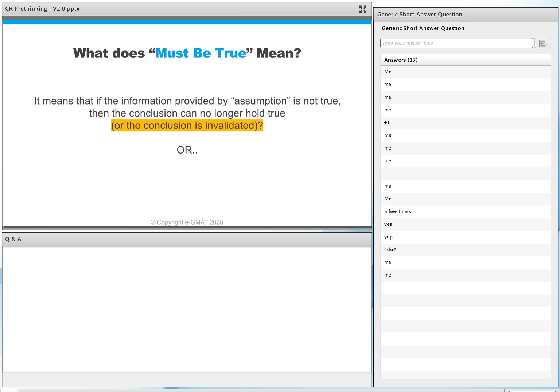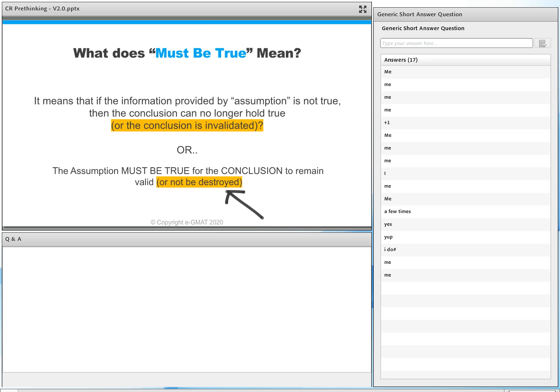So what does must be true mean? It means that if the information provided by the assumption is not true, then the conclusion can no longer hold true, or in other words, the assumption needs to be there for the conclusion to remain valid, or for the conclusion not to be destroyed. If you keep that in your mind as you look at an answer choice, you will get to the correct answer choice, or you'd be able to validate or invalidate it every time.